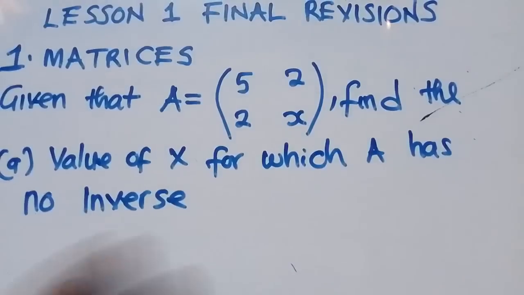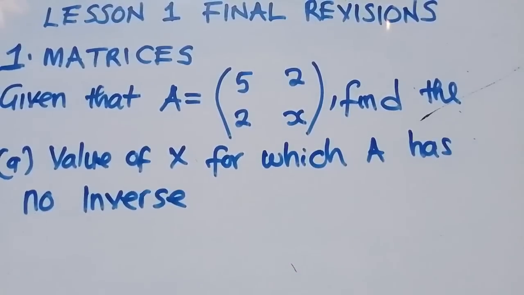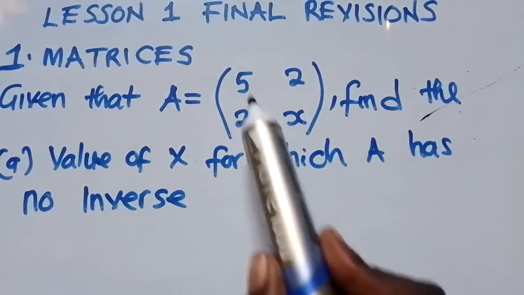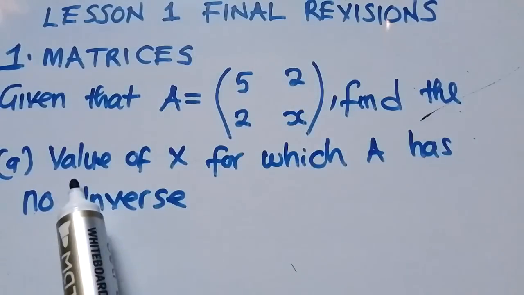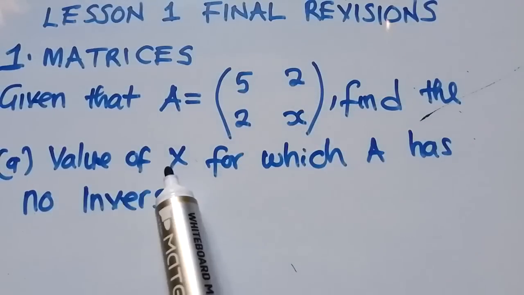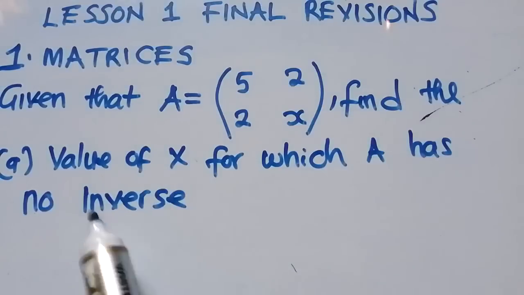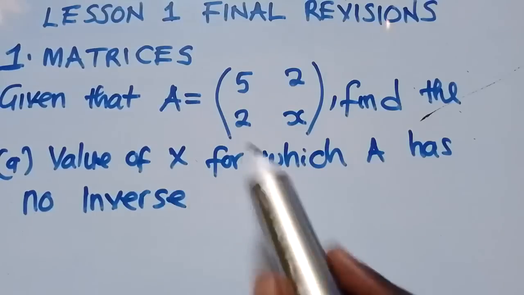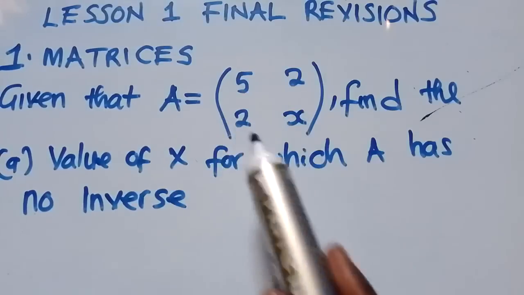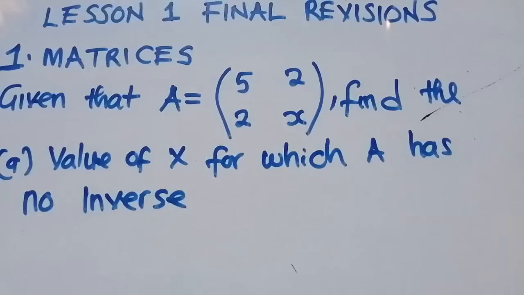Okay, so let us now start with the matrices. So the first question is saying, given that A is equal to this matrix, A is equal to 5, 2, 2, x. Find the value of x for which A has no inverse. This is the question which we are given. How can you find the value of x for which this matrix has no inverse?